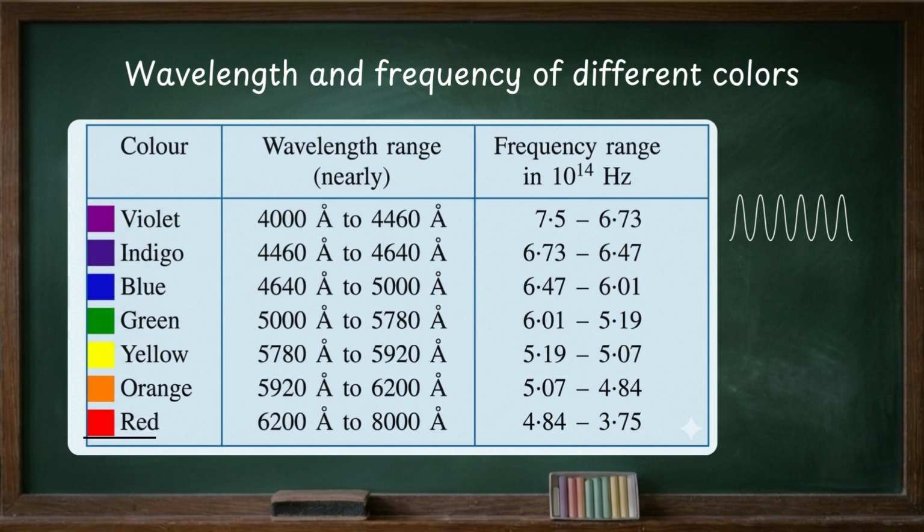By the time you hit red light, you reach the opposite limit. Red has the longest wavelength, at 8,000 angstroms. But because its waves are so stretched out, it has the lowest frequency, at 3.75 times 10 to the power of 14 hertz.